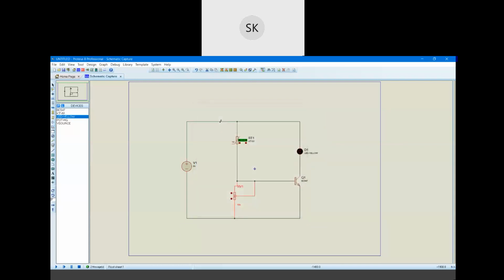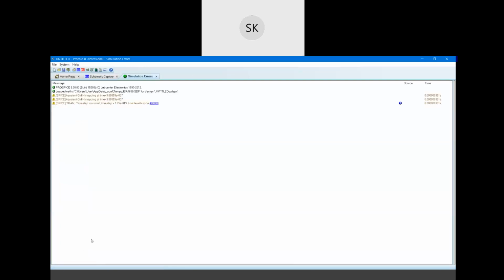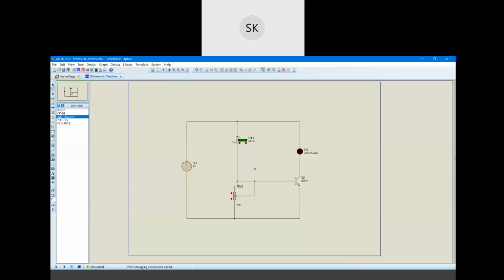Why 50K? Because it is a voltage divider circuit. We saw it last time. In a voltage divider circuit, the higher the R2, the higher the voltage. So that's why we are selecting a high value potentiometer. We have a choice of adjusting the resistance. Okay, so first of all, there is no ground.